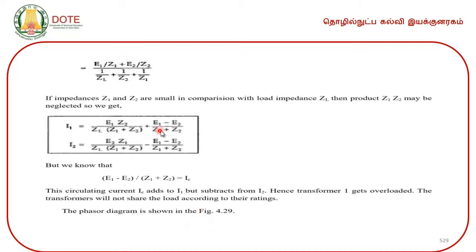So, this is the final expression for I1, which is E1 Z2 divided by ZL into Z1 plus Z2, plus E1 minus E2 by Z1 plus Z2. Similarly, I2 can be derived. But we know that E1 minus E2 by Z1 plus Z2 is the circulating current component IC. This circulating current IC adds to I1, but subtracts from I2. Hence, transformer 1 gets overloaded. The transformers will not share the load according to their ratings.